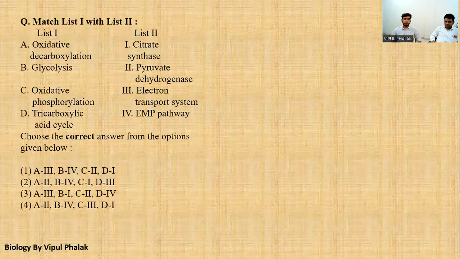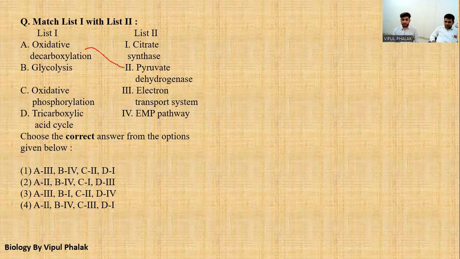Now here we have got a match the pair question. We have to match some steps with their characteristics. So oxidative decarboxylation, it is the process where pyruvate is converted into acetyl CoA, and the enzyme conducting this reaction is pyruvate dehydrogenase. Therefore, we will match this with second.